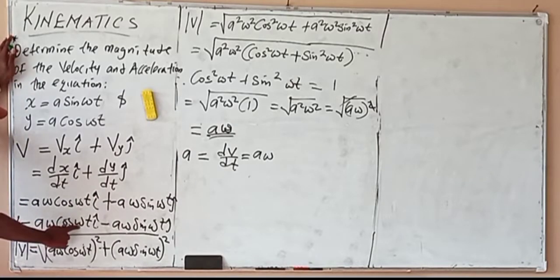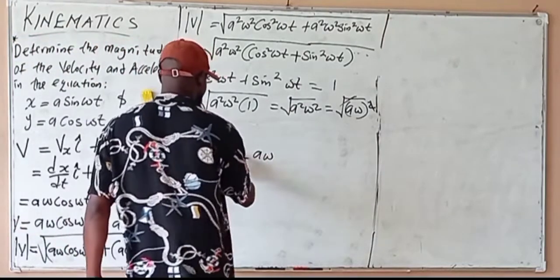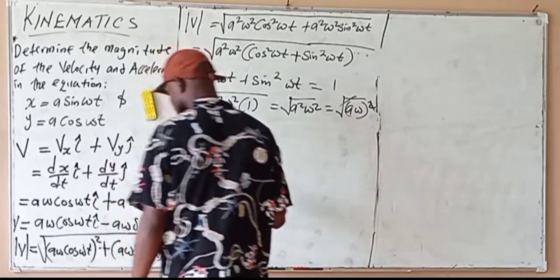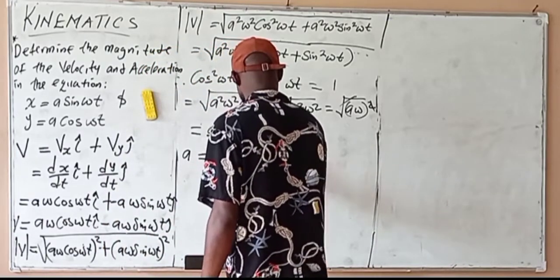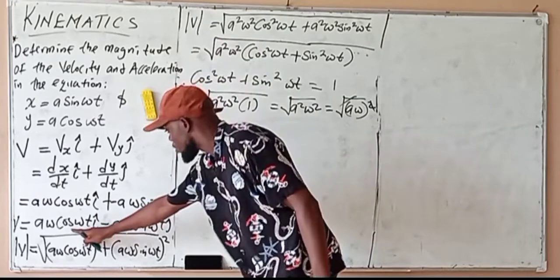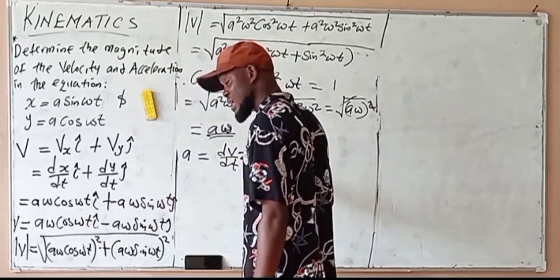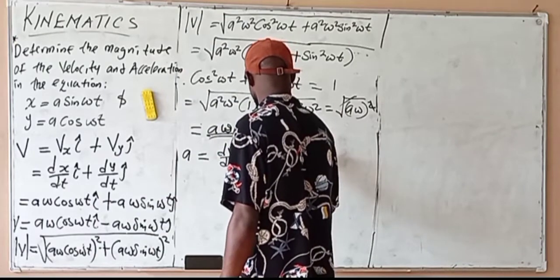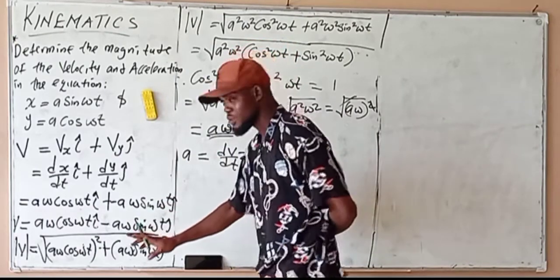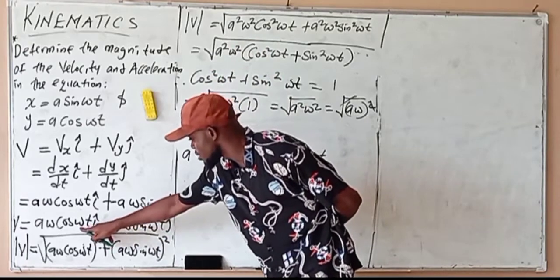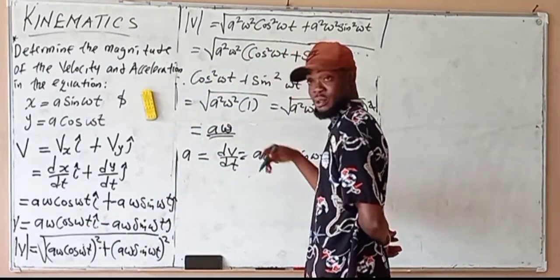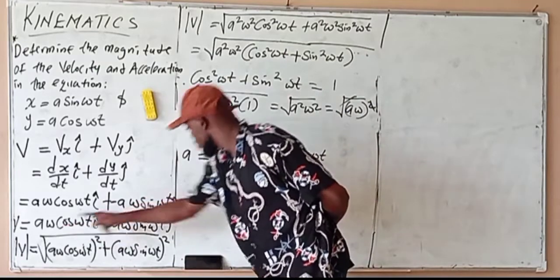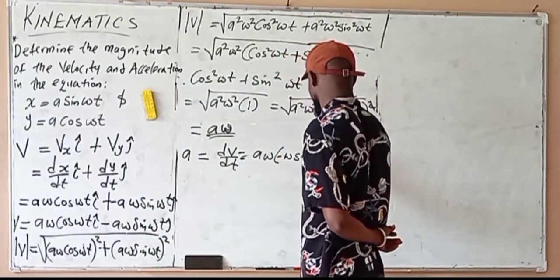If I differentiate WT, I have W. Differentiate cos, I have minus sin. So I'm going to have minus, because if you differentiate cos, you are going to have minus sin. If you take WT, you are going to have W, then you're going to have sin WT. So differentiate WT, you have W, T will disappear. Then differentiate cos, you have minus sin WT.